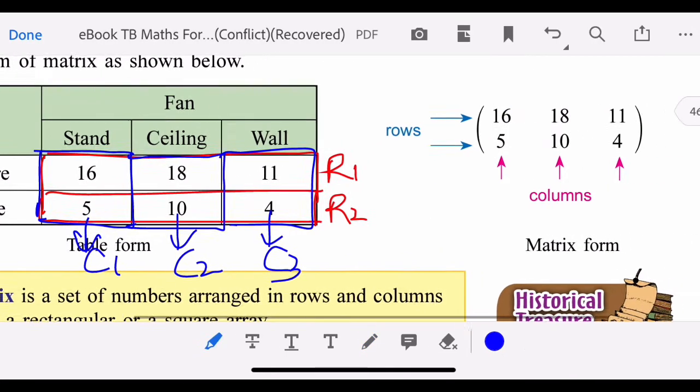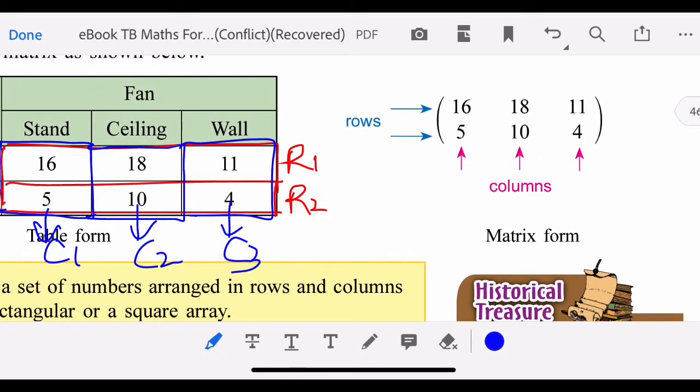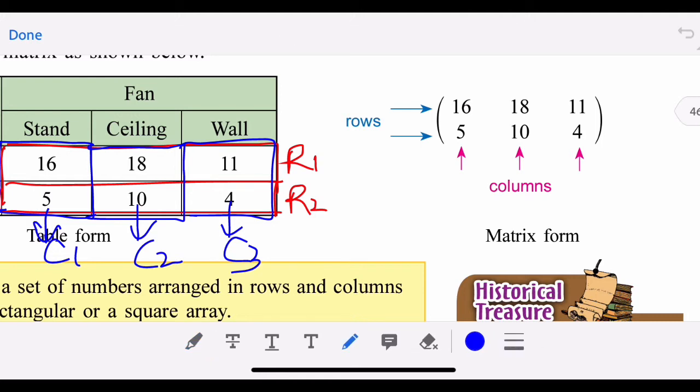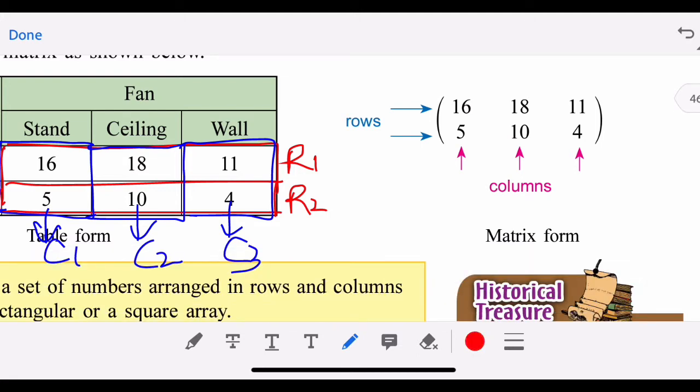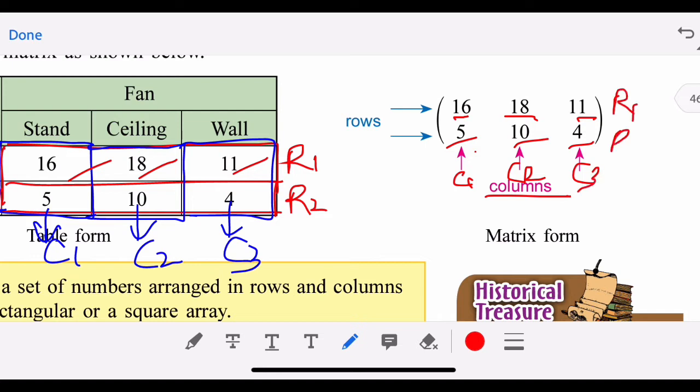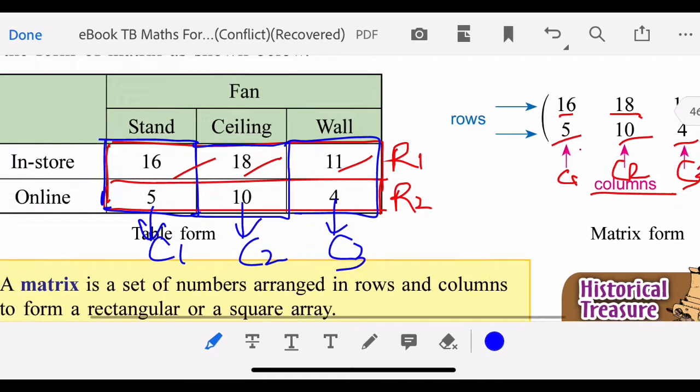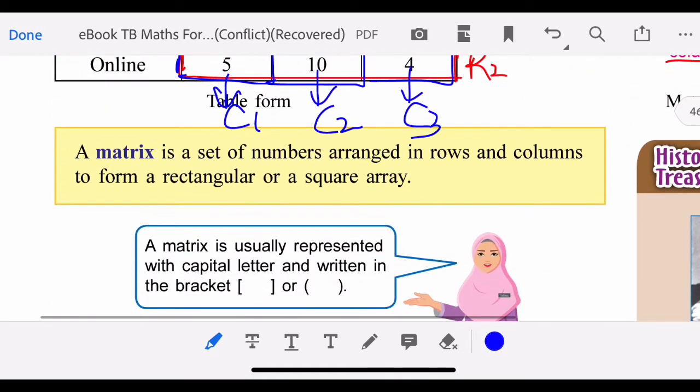So now we want to convert to rows and columns. So we will transfer as row and column. Always start with a row followed by a column. So we have 16, 18, 11, right? 16, 18, 11, 5, 10, and 4 in the second row. Alright, so this is called column number 1, column number 2, and column number 3, and this is called row 1 and this is row 2.